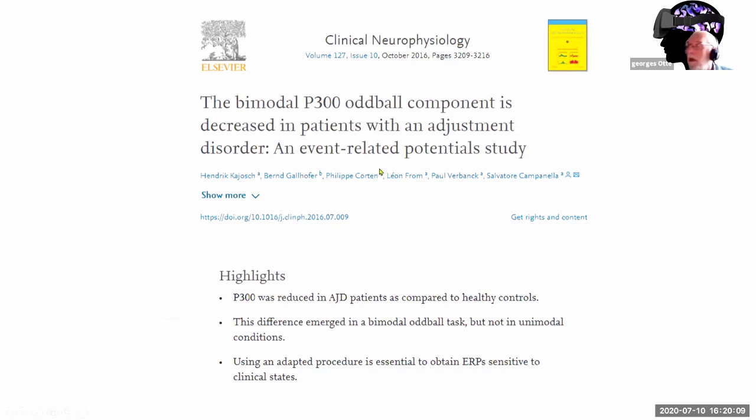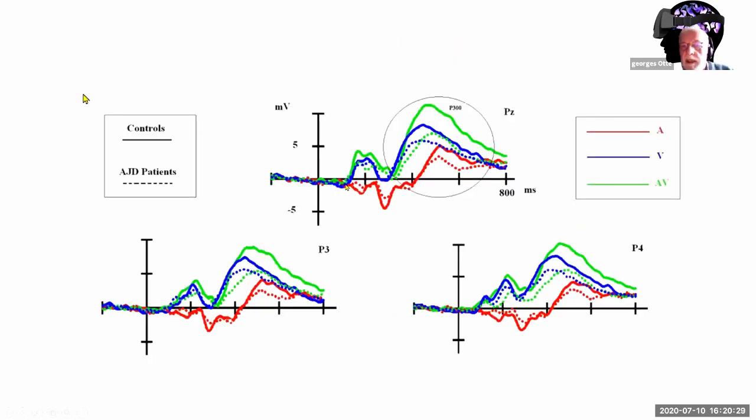And this is the publication of Salvatore Campanella, who works together with a neurologist, Hendrik. This is the article in Clinical Neurophysiology where he explains the technicity, which is very simple, of the bimodal P100 oddball component. And here you can see his results, which are very illustrative.